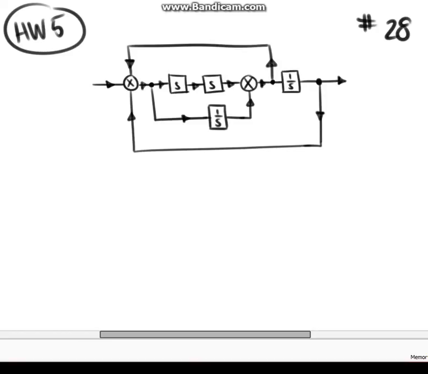Hi everyone. I'm going to be doing problem 28 from homework 5, and we're given this lovely block diagram, and we have to find its transfer function. Except for just reducing it to a simple block diagram and then doing a bunch of messy math, we're going to be using Mason's rule, where we change this block diagram into a signal flow diagram, and this is how it will look.